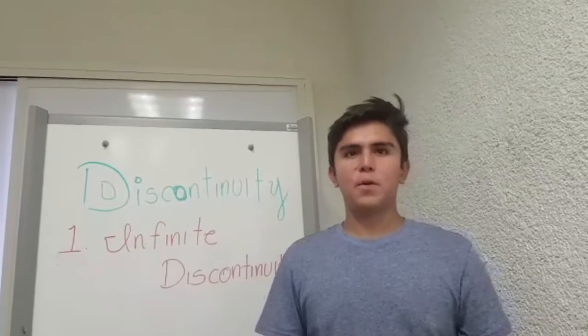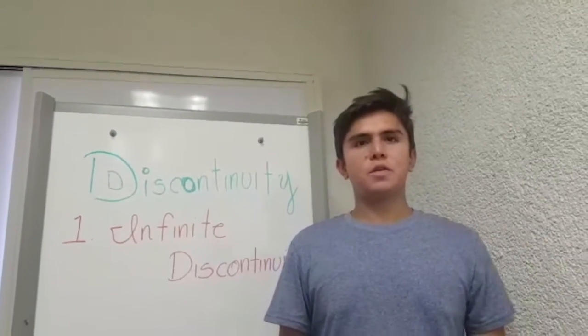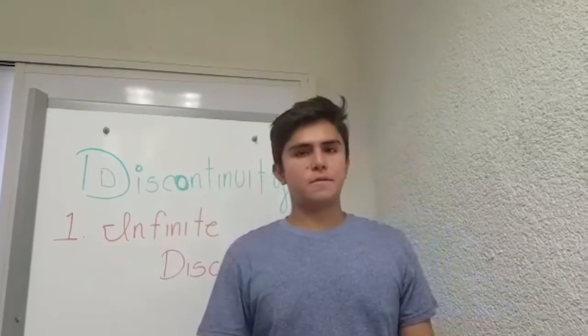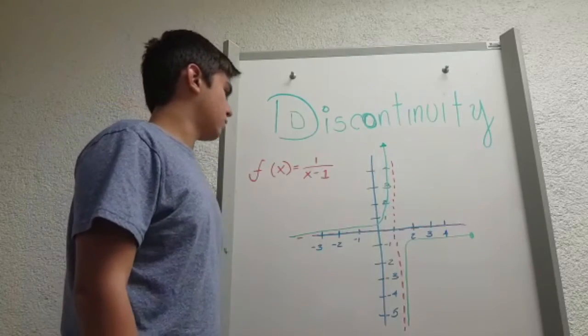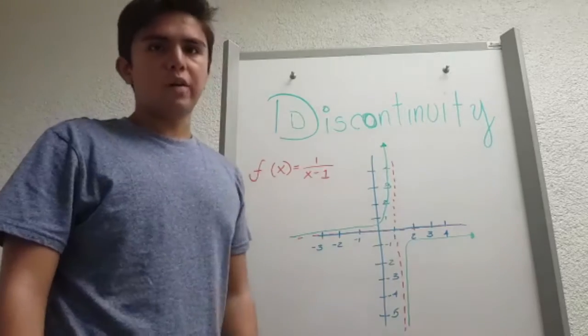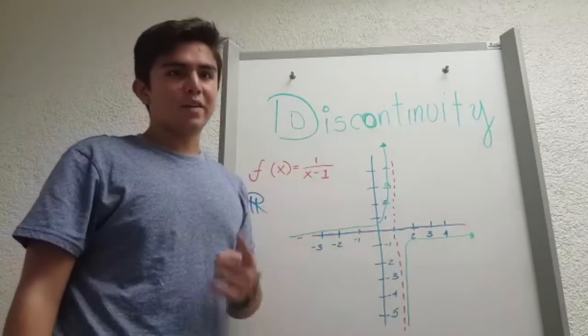Infinite discontinuity is when the graph approaches a point but never touches the point. But because the function never touches the point, there is a discontinuity in the graph. In the function f of x equals 1 over x minus 1, we know that the domain is all real numbers, except 1.